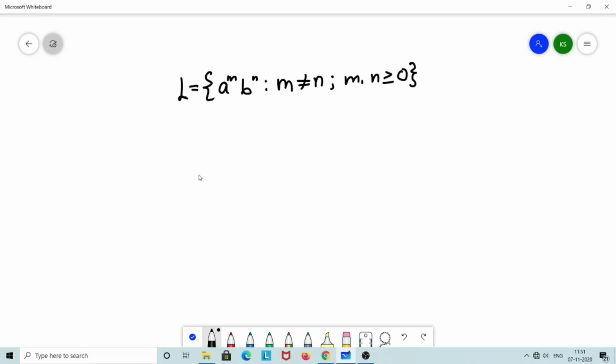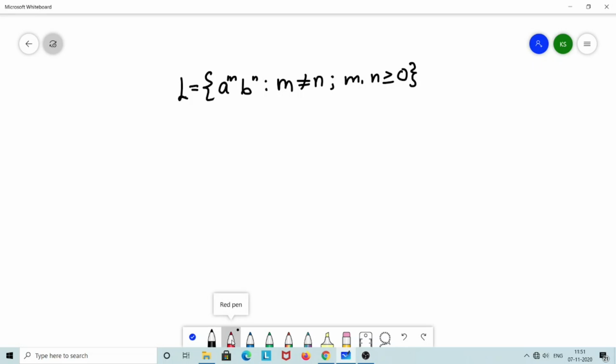This will be the final session on designing PDA, and in this session we will also learn how to reduce the non-determinism of a PDA solution. When I talk about reducing non-determinism, I'm not talking about converting a non-deterministic PDA to a deterministic PDA. What we do is reduce the degree of non-determinism in our solution. For this we'll take one example.